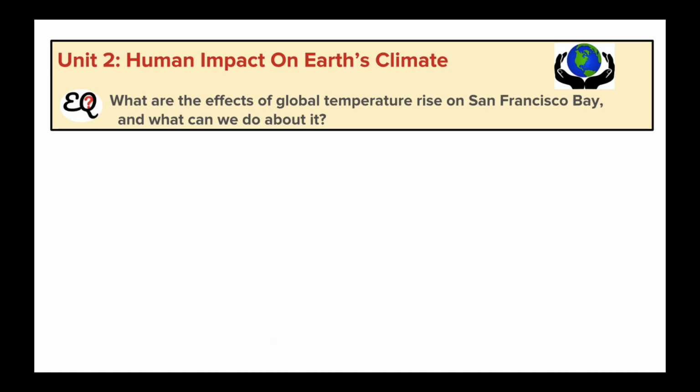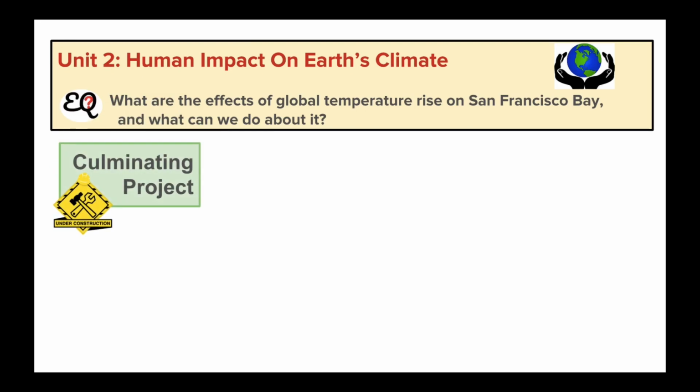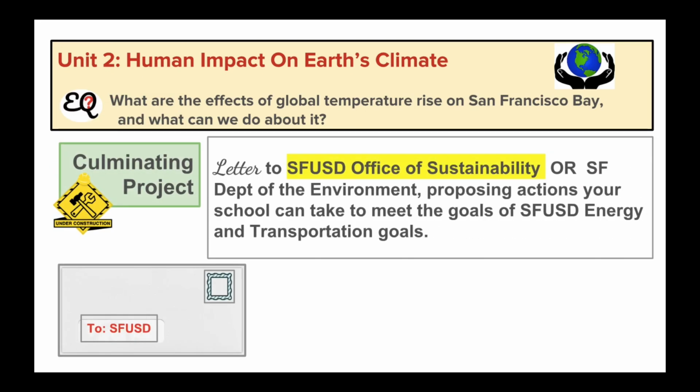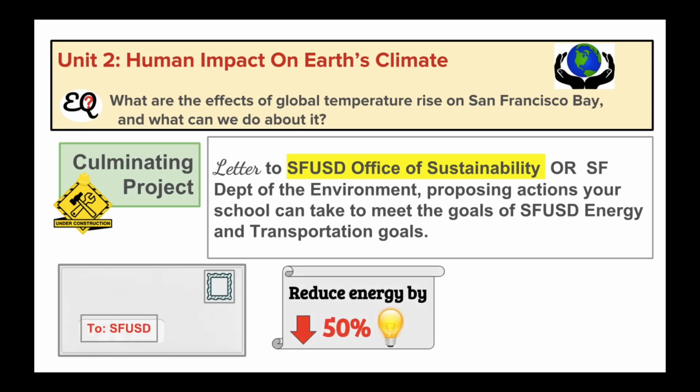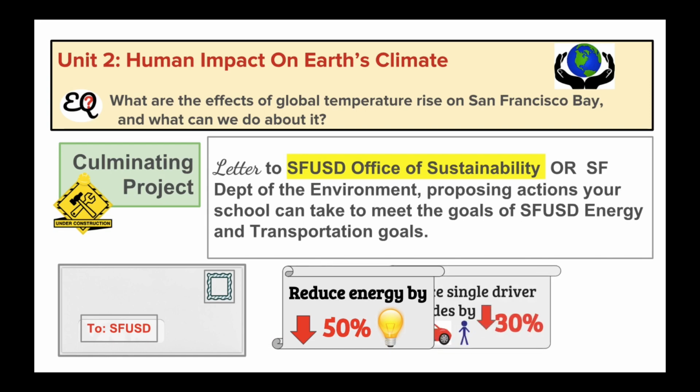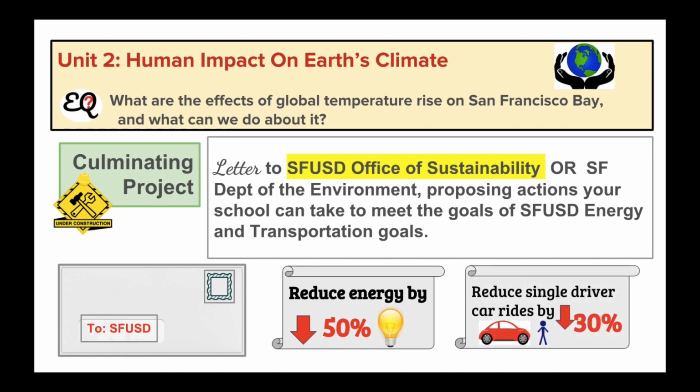For the culminating project for this unit, students will write a letter to SFUSD, Office of Sustainability, or the Department of the Environment. This letter will be a proposal of actions that your middle school can take at their school to meet the SFUSD energy or transportation goals. They must explain why they think it is important to make these changes. Their arguments will be based on what they will have learned and the data they will collect throughout the unit.